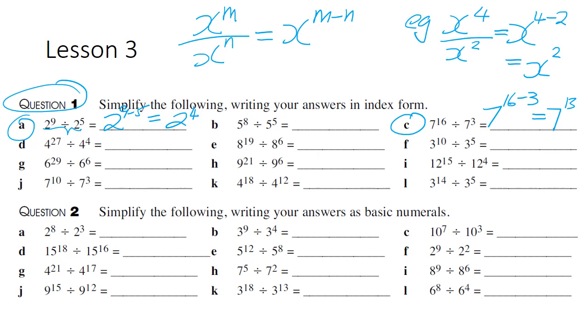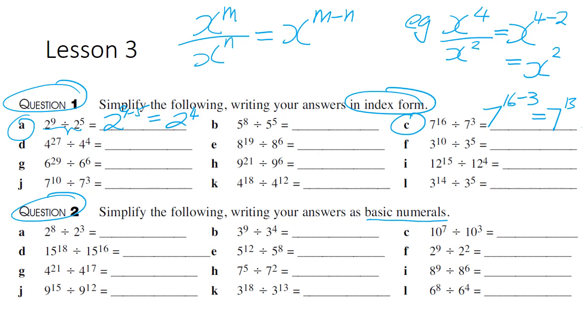Note, in this question, it's not asking you to give me the final answer. So you don't need to type it out in your calculator and find what 7 to the power of 13 is, because the question is asking you to write your answers in index form. Okay? So if you write your answer as just 7 to the power of 13, that's good enough. You don't need to go to your calculator to find the final answer. But this time, for question 2, it wants the answer to be as a number, as basic numerals. So you will need to have your calculator with you for this question.